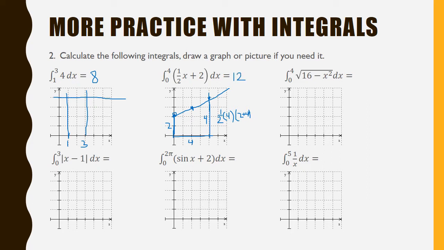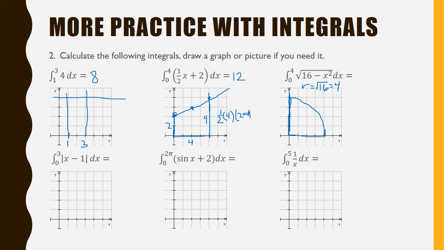Third one. Hopefully you recognize this as a circle. A circle with radius. What's the radius? That's right. The square root of 16, which is 4. So this time my circle goes like this, and my boundaries are 0 to 4, and above the x-axis.